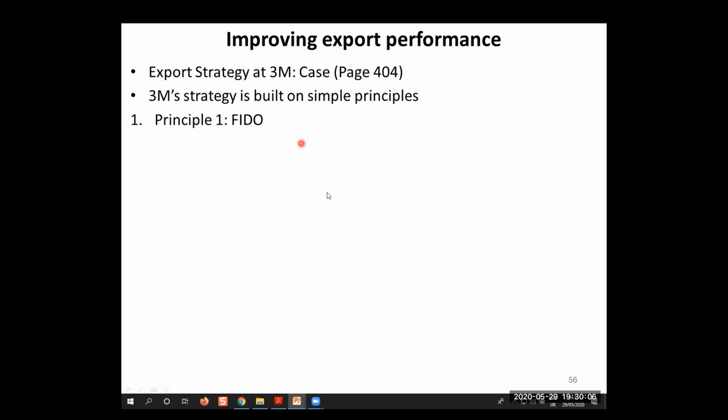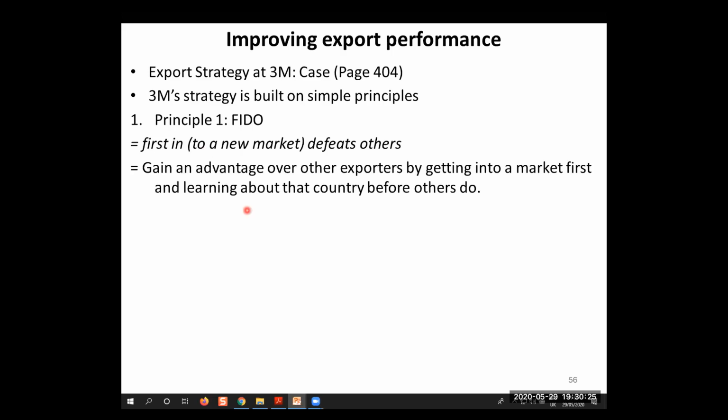Among the principles 3M uses is the FIDO principle. FIDO means first in, then defeat others. That's why it sells more than 60% of its products outside of the domestic country. It means gaining an advantage over other exporters by getting into a market first and learning about that country before others do.